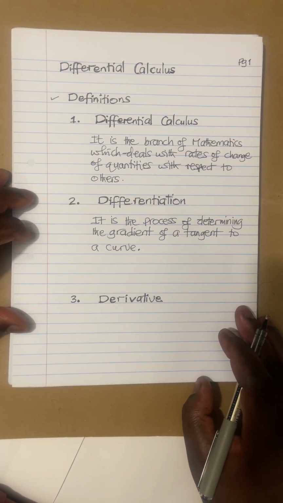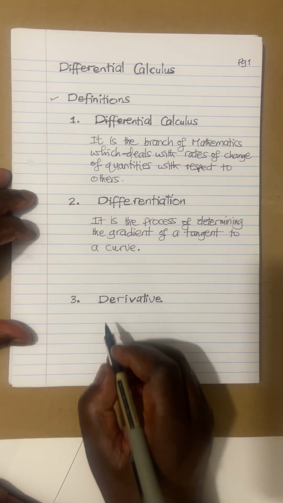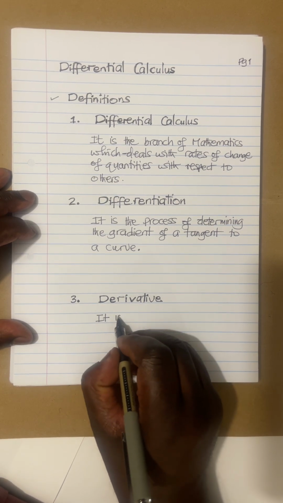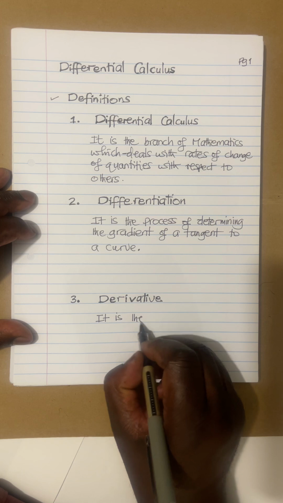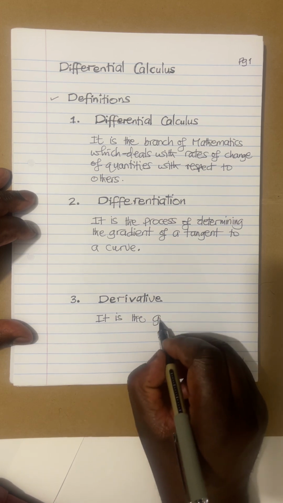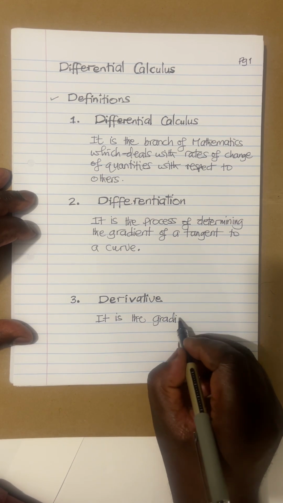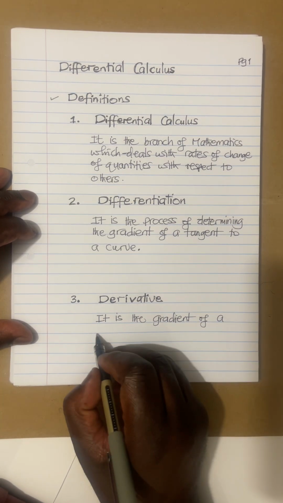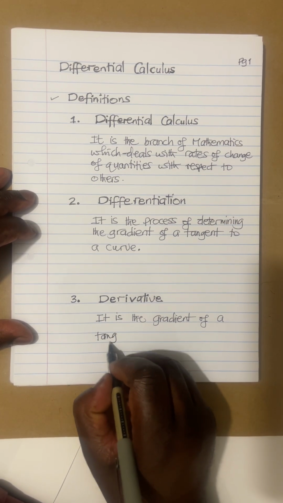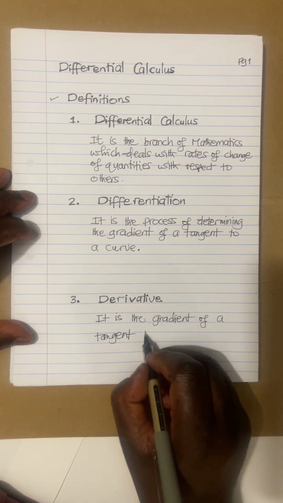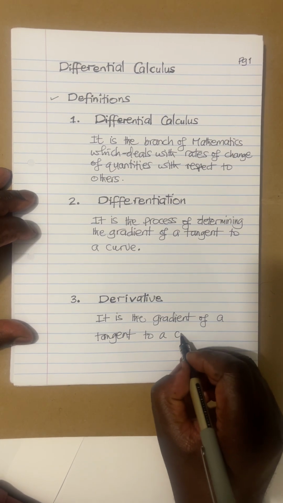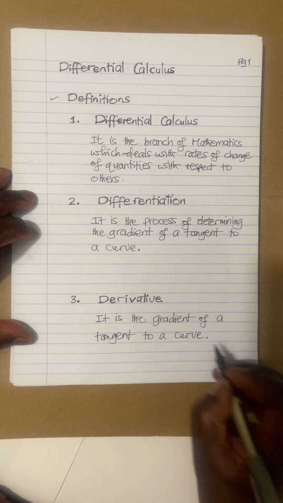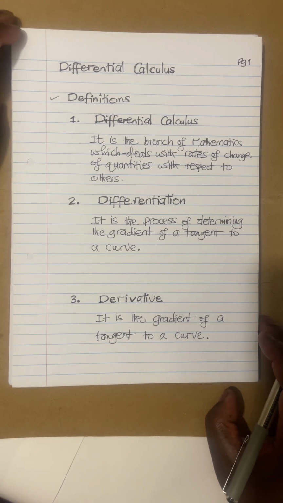That's differentiation. And what is derivative? It is the gradient of a tangent to a curve. That's derivative. So these three definitions are very critical.